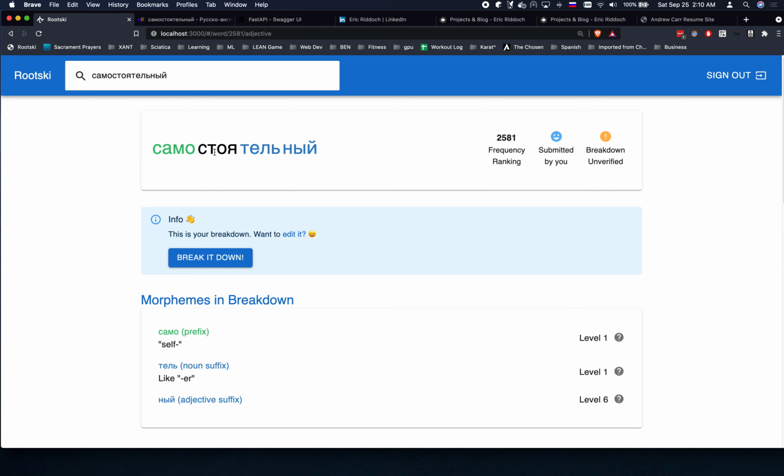So yeah, there are lots of resources like that that are free online, but they're not that organized. And as a Russian student, I haven't been very satisfied with them. So that is something we can definitely produce. That's definitely something we could look at for V2 of Rootski.